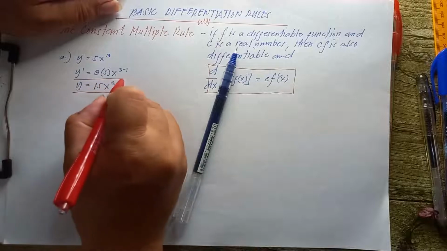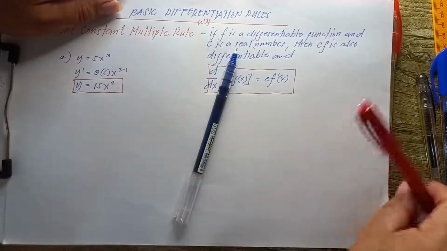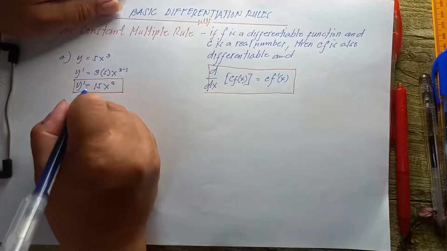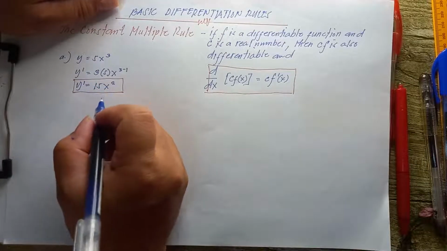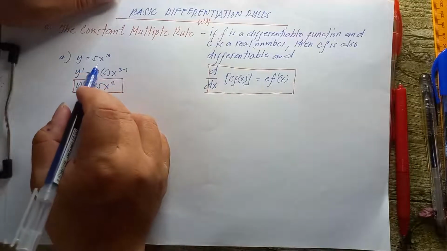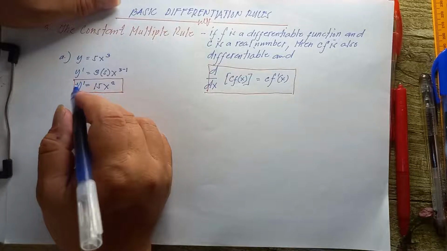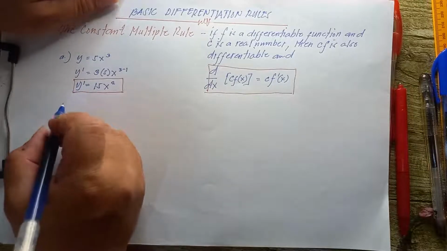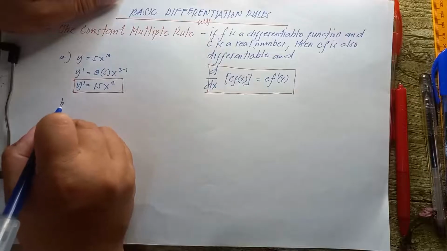So the derivative of y is equal to 5x raised to 3 is the same as y prime is equal to 15x raised to 2. Now you notice that we only make use of a single term. What about if we consider this one, letter B?